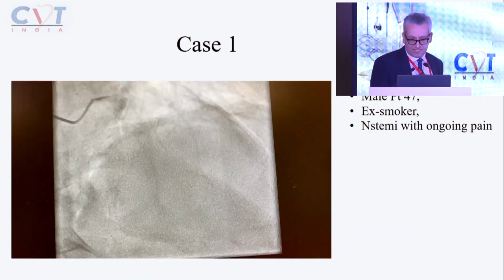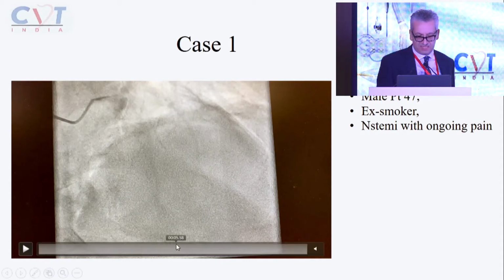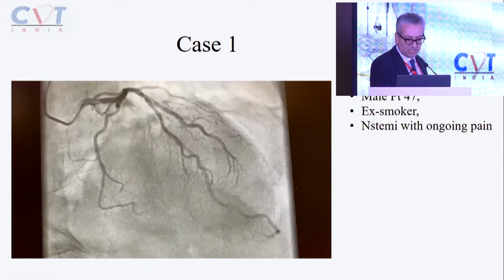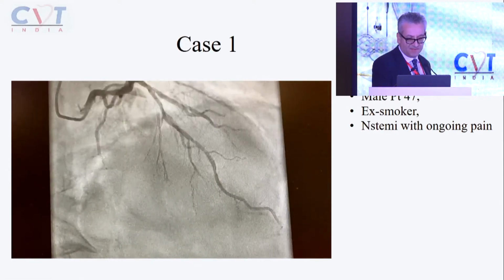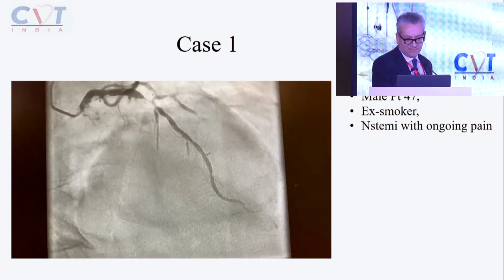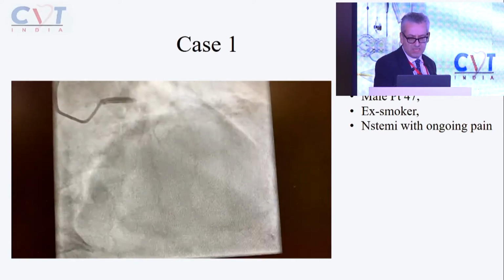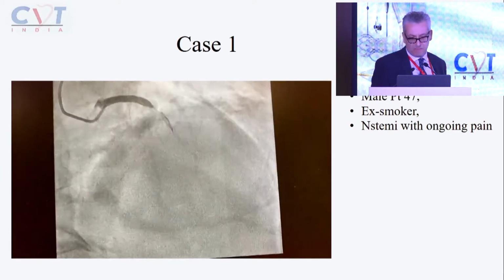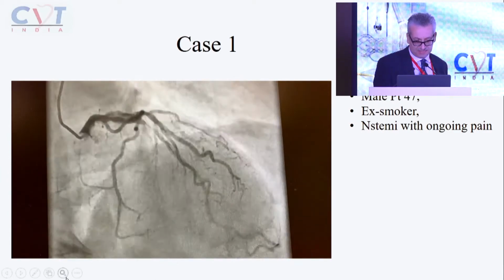So this is the first case I want to talk about. It's a male patient, 47, ex-smoker, who's come in with this lesion. Fairly straightforward looking lesion, not much calcium there. The bifurcation angle of the diagonals, again, relatively straightforward, a 111 Medina. I elected initially to undertake a provisional approach in this case.